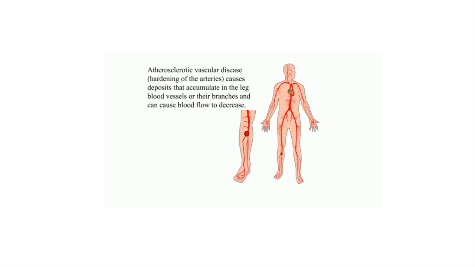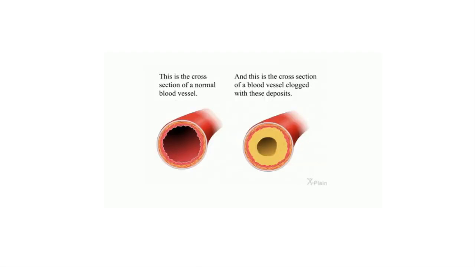Symptoms and their causes. Atherosclerotic vascular disease, or hardening of the arteries, causes deposits that accumulate in the leg blood vessels or their branches and can cause blood flow to decrease. This is the cross-section of a normal blood vessel, and this is the cross-section of a blood vessel clogged with these deposits.